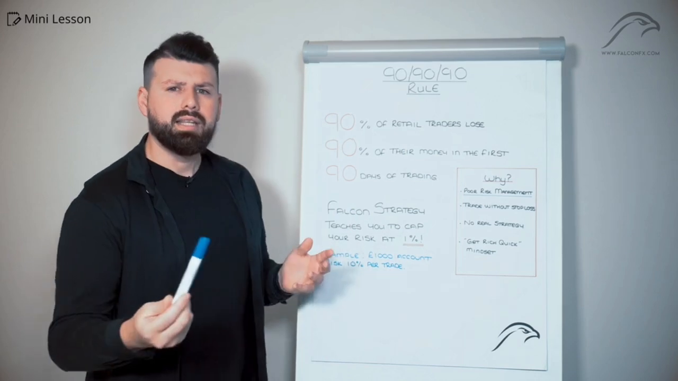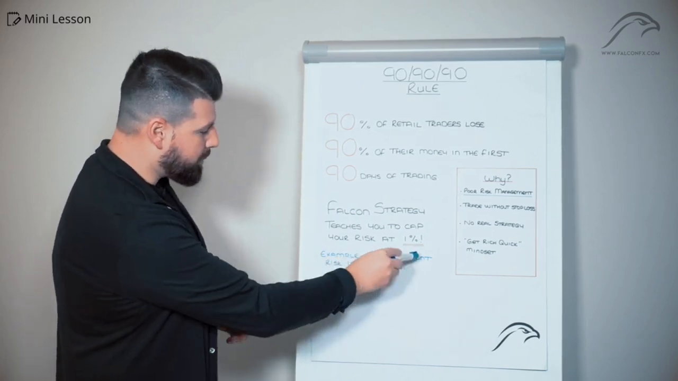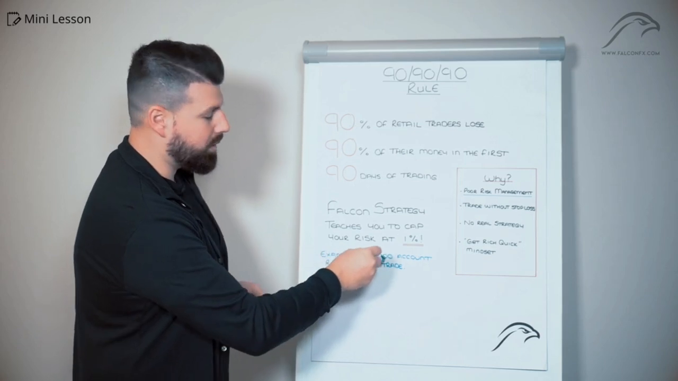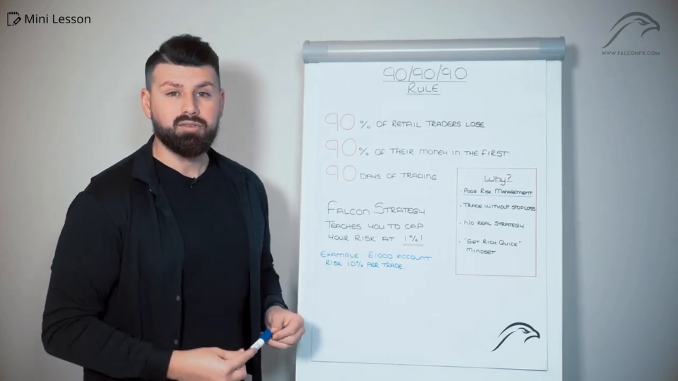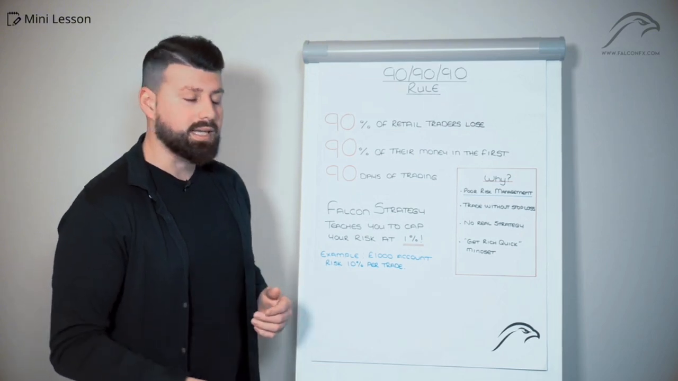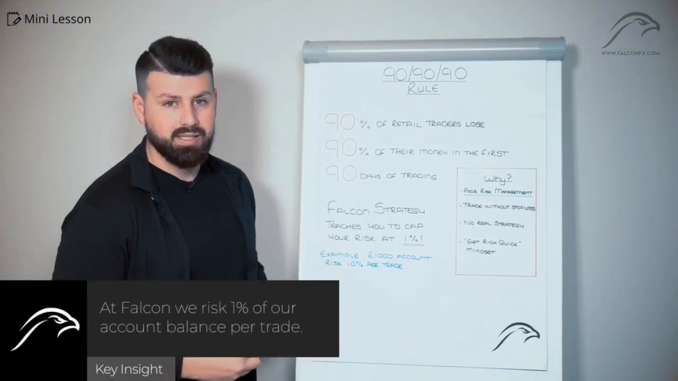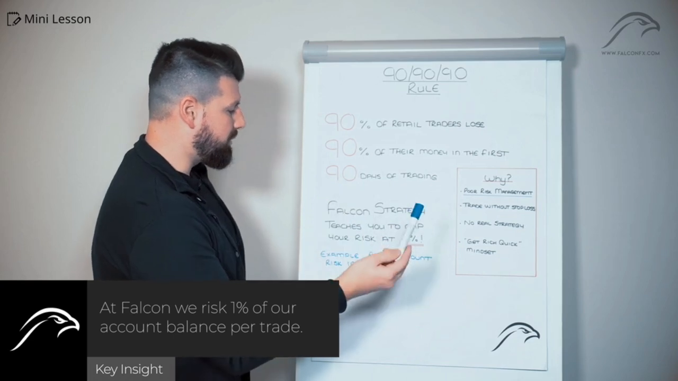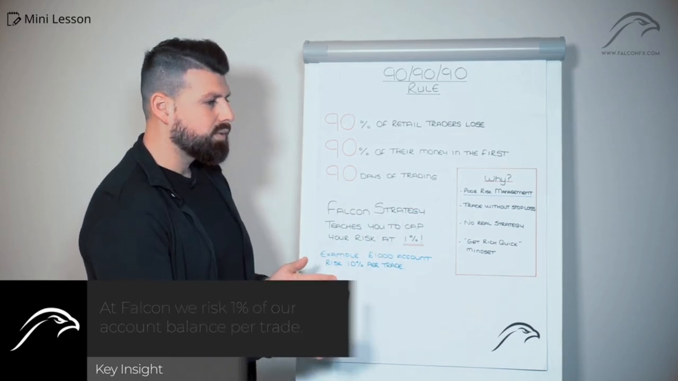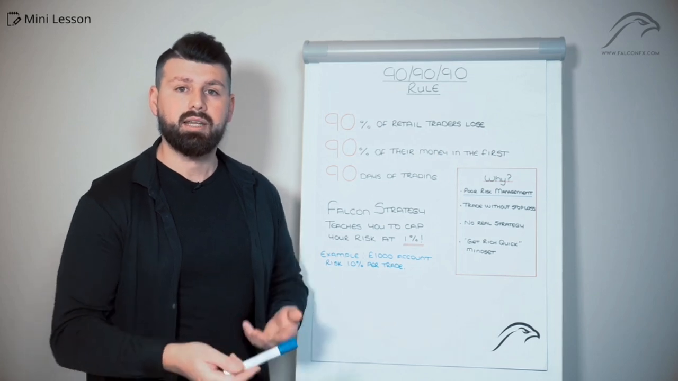And this comes in the example of what we've got down here. We've got an example of a £1,000 account risking 10% per trade. Now, some of you that have learned Forex before may have even experienced something similar. But at Falcon, we stick to 1% per trade of our account balance. Because it's normal as a trader to take a few losses in a row. We don't know that sequence. You might take 4 or 5 losses in a row.